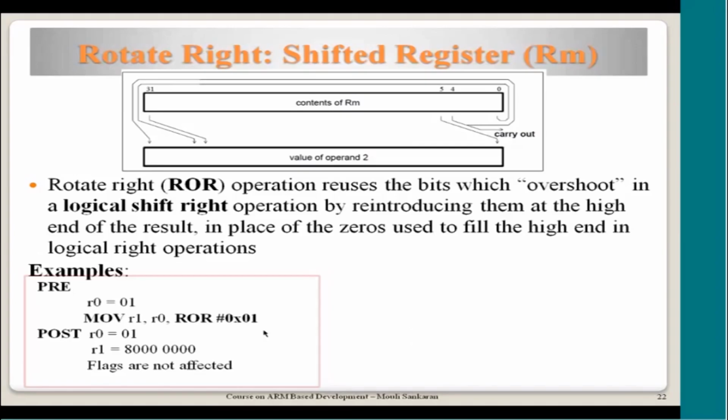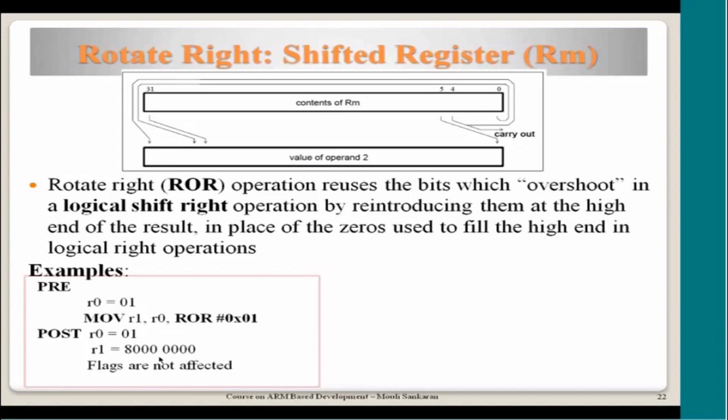Okay, let us see an example of rotate right. Suppose you have R0 with a 1 and you want to do a ROR with 1 bit. That means you want to rotate it by 1 bit. What happens? This 1 bit, which is the LSB, has to go out and then sit in the bit 31 position. So when you do this operation, R1, which is the destination register, becomes 8000. Why? This 1 bit which is the LSB came out and sat as the MSB bit.